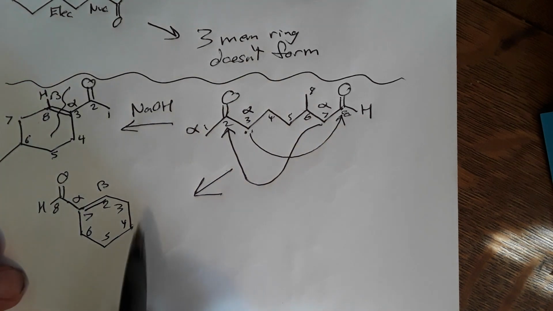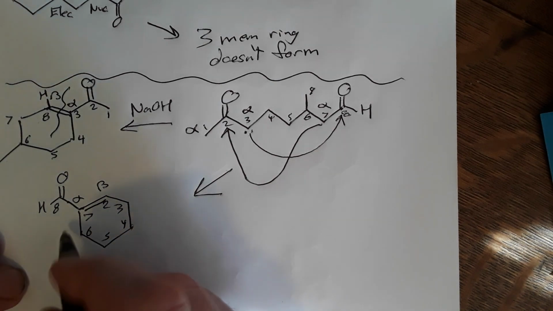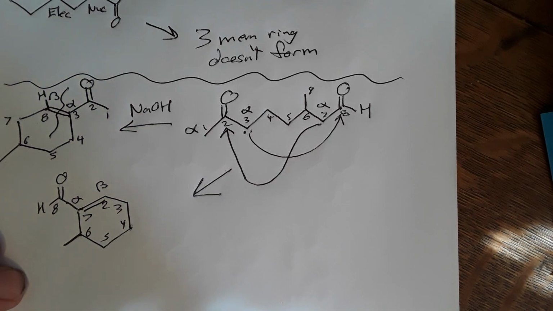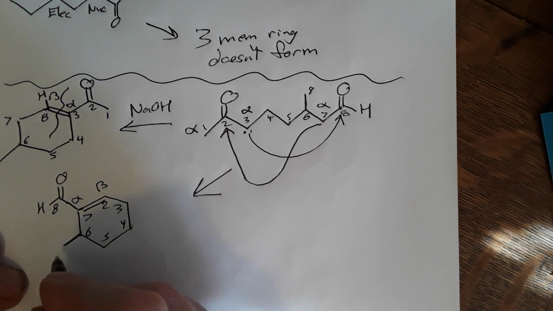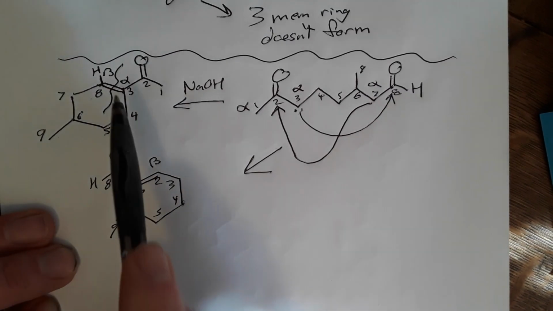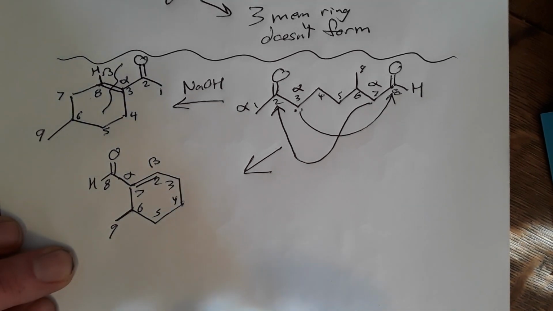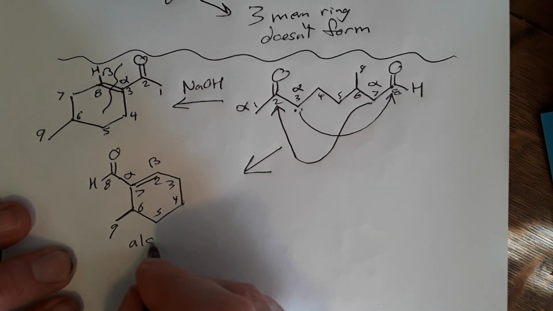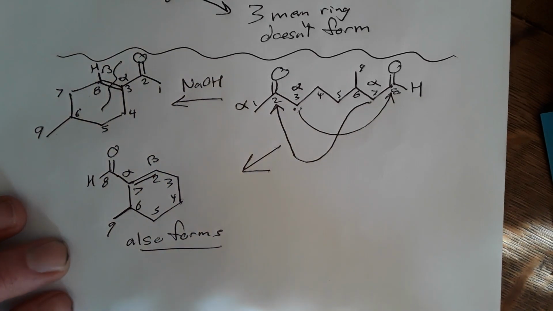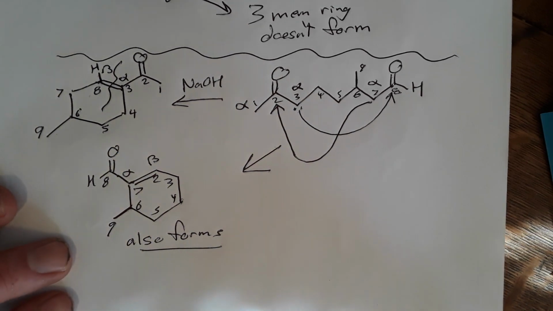Then we are going on around the ring here, 3, 4, 5, and then on carbon number 6 we also have a branch. So we have carbon number 9 hanging off there. So the product that we want is this methyl ketone, and the competing product that also forms is this product that has also a 6-membered ring, but it's got an aldehyde hanging off of it and a methyl group in a different position on the ring.